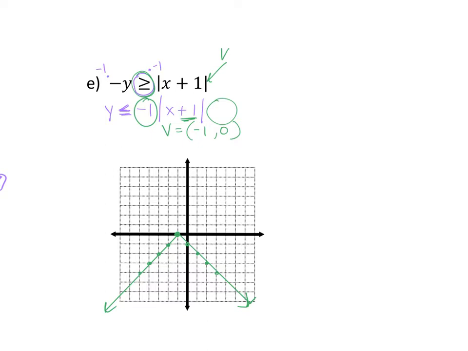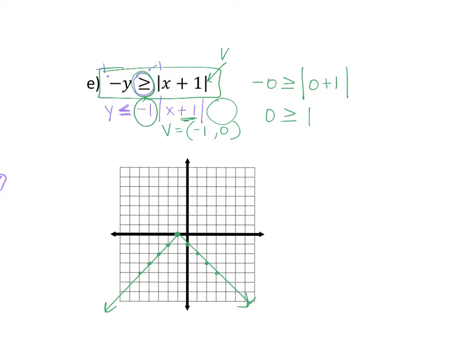And now pick a point. And again, I would plug in 0, 0. So if I plug 0, 0 into my original equation, just plug it into the original, you have -0 is greater than or equal to the absolute value of 0 plus 1. Well, -0 is 0. So is it true that 0 is greater than or equal to the absolute value of 1, which is 1? 0 is not greater than or equal to 1.